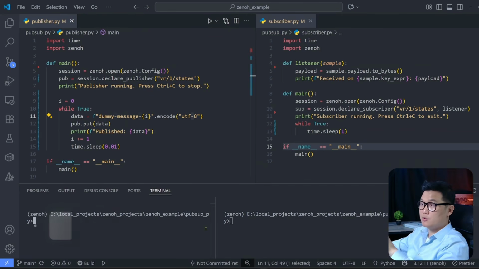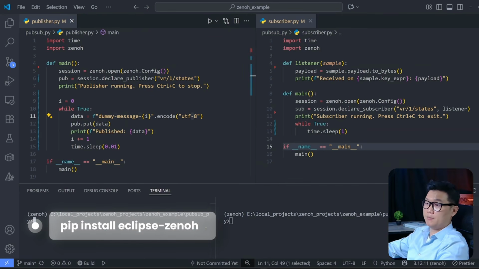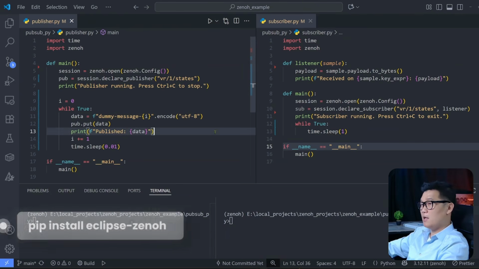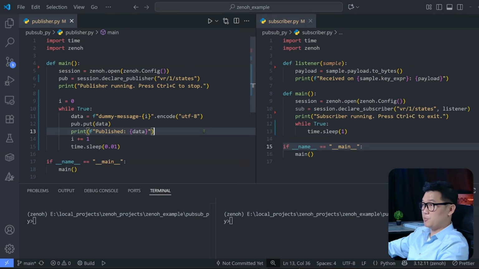To install, you just need to do pip install eclipse-zenoh. That's all I did. You don't have to install any grandiose packages like ROS and so on. All I need is just installing this Zenoh package for Python. And then as you can see, the code itself is pretty simple.